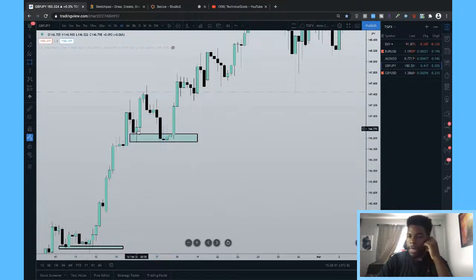And you'll notice, basically price will tap the zone, and after that candle closes on the H4, 9 times out of 10, it does not pass that zone again. So you can literally put your stop under the zone and you're protected.